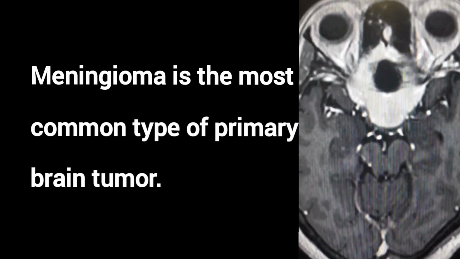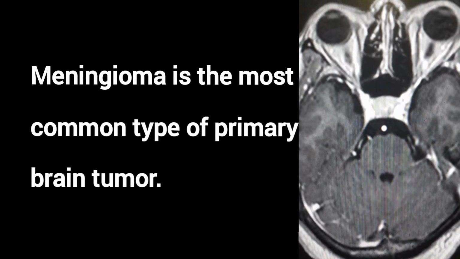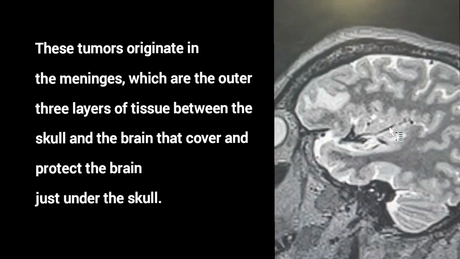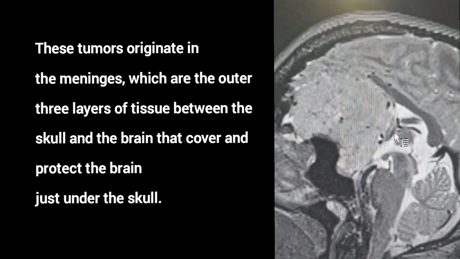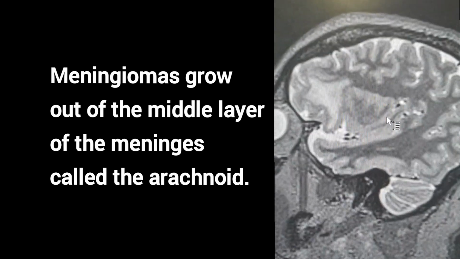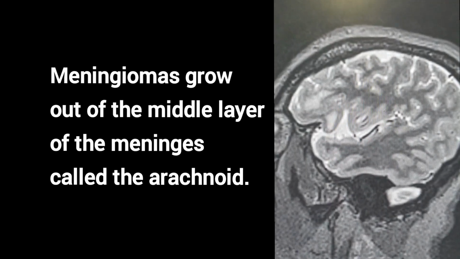Meningioma is the most common type of primary brain tumor. These tumors originate in the meninges, which are the outer three layers of tissue between the skull and the brain that cover and protect the brain just under the skull. Meningiomas grow out of the middle layer of the meninges called the arachnoid.